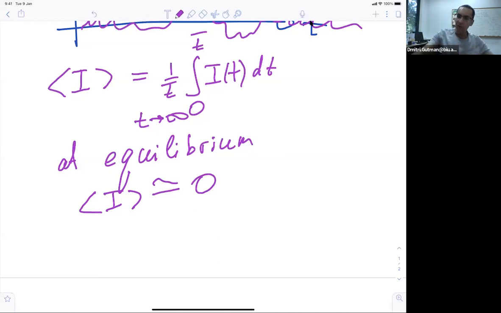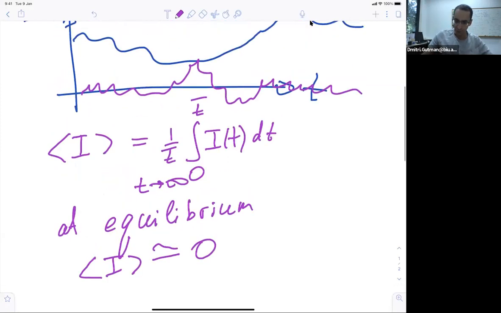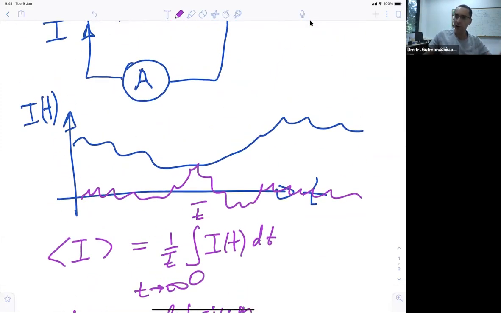Now, if you would look at the current as a function of time, however, if you have a device that locally allows you to measure current as a function of time, you would see that you always have a signal which is non-vanishing. Sometimes it's a positive current, sometimes it's a negative current. On average, it's zero, but as a function of time, you pick up some signal. And these fluctuations of a current as a function of time, these are classical fluctuations that we are discussing today. So this is our subject.